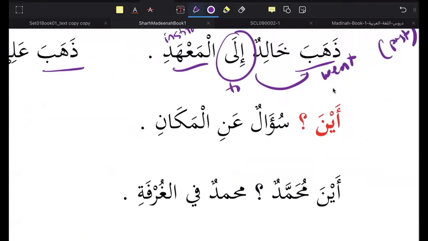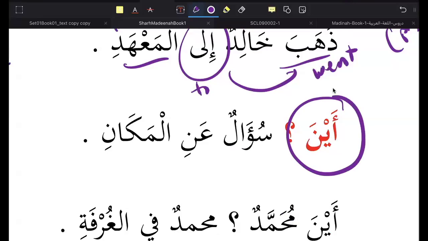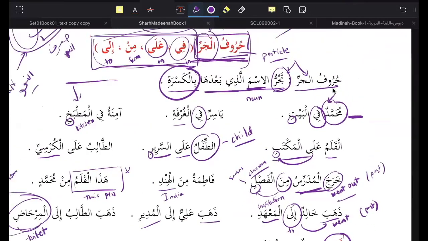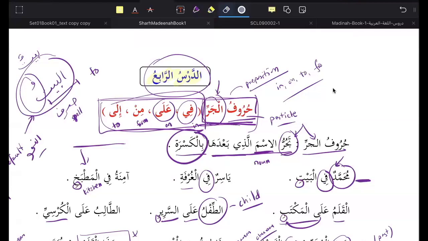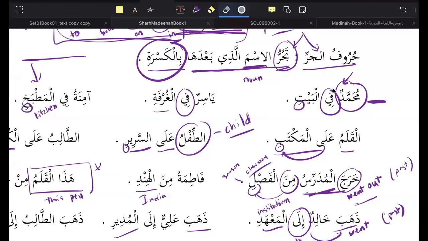Now we have another grammatical topic here, so make sure you understand this: huruf al-jar. This is the main topic for this lesson. Prepositions. We learn four prepositions: fi, ala, min, ila. And the main thing is that a preposition will always come before the noun. This is something that we'll learn later, but right now, it's not something you have to know, but it's good to know. The preposition will always come before the noun, and the noun will always take kasra, or the state of kasra. We'll talk about the state later. Right now, just think of it as being in the kasra.